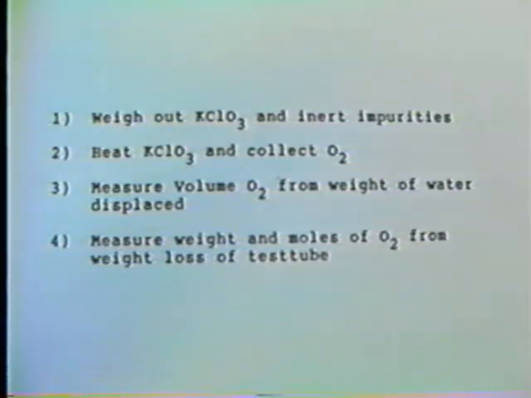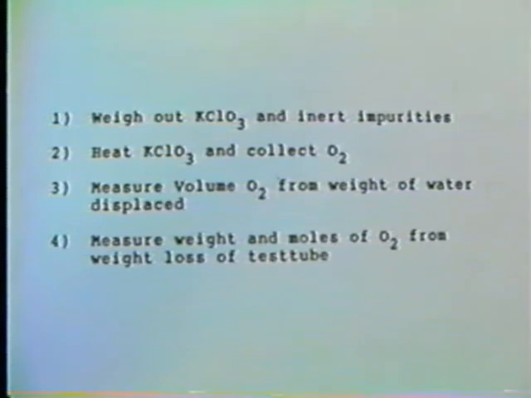First, we'll weigh out the potassium chlorate and the inert materials such as the catalyst or any impurities which may be in the potassium chlorate. The potassium chlorate itself is the only thing, though, which should lose weight because it's going to be heated and generate the oxygen. If we, for example, have a wet test tube, the water will vaporize, but we will think that we are generating oxygen. So please do not use a wet test tube in this experiment.